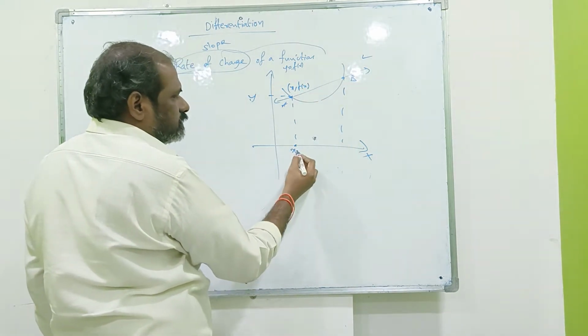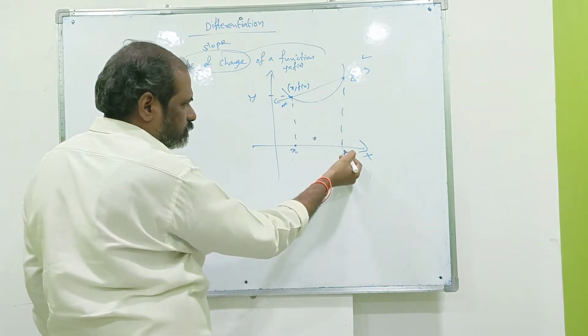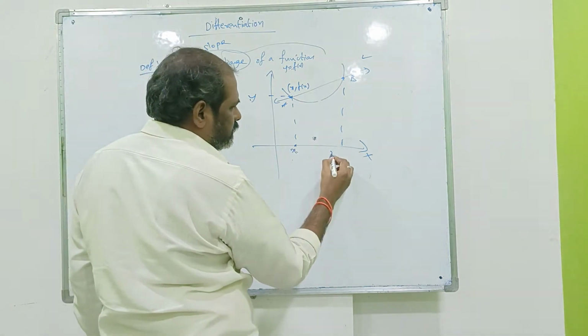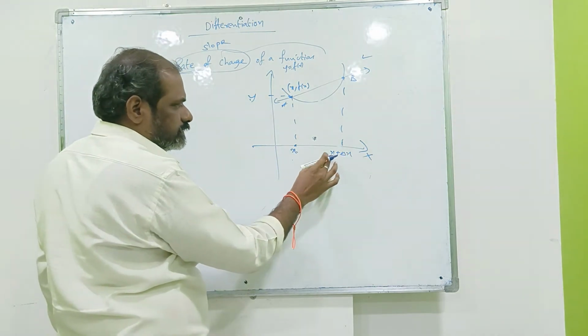Next we go to this one. We are adding some increment to x. For example, if x equals 1, we take 1.1, 1.2. This is the nearest point to x. So that's why we add x plus delta x. So we add an increment to x, that is x plus delta x.